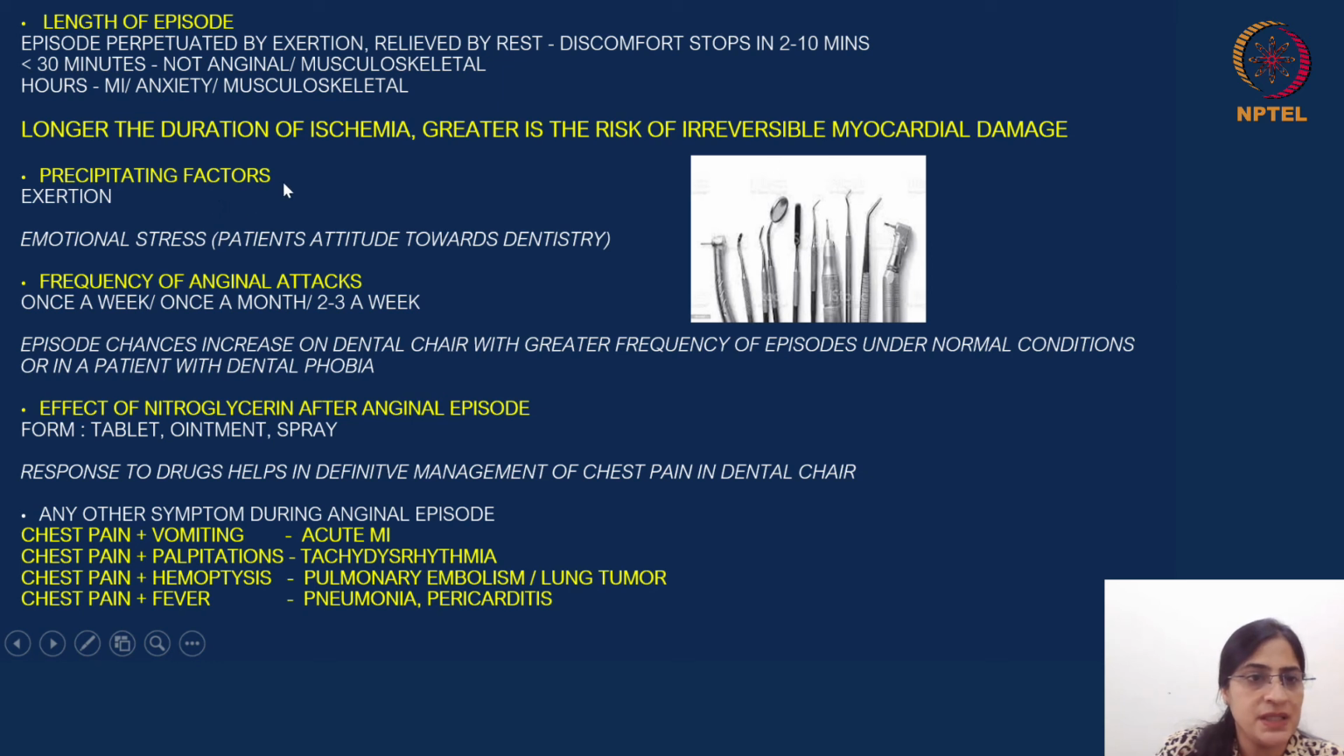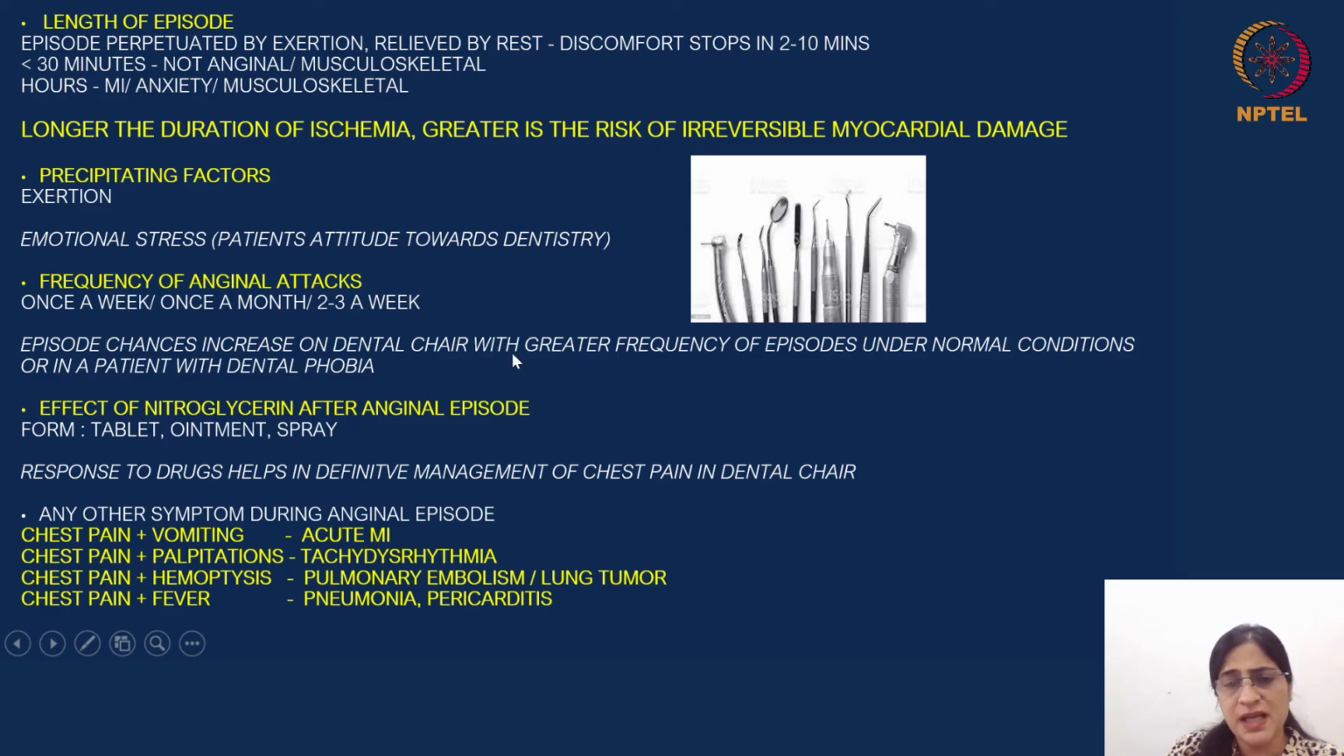Here we have the precipitating factors like exertion and emotional stress. We must try to gauge the patient's attitude towards dentistry, whether the patient is very fearful or having some dental phobia. In over-anxious patients, we must ask the frequency of anginal attacks, whether they are happening once a week, once a month, or 2 to 3 times a week. The chance of an acute angina episode on the dental chair increases with greater frequency of episodes under normal conditions, or in a patient with dental phobia. That is why all this history is very relevant to us.